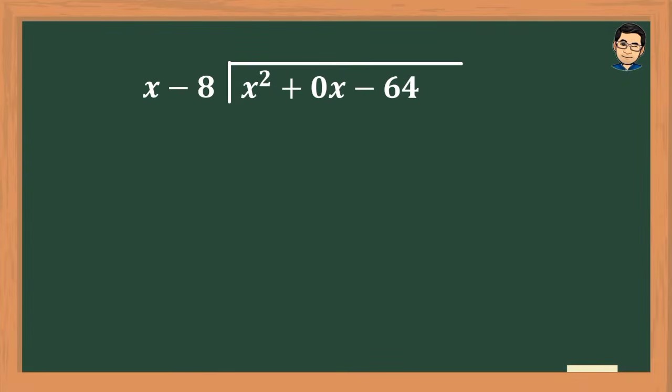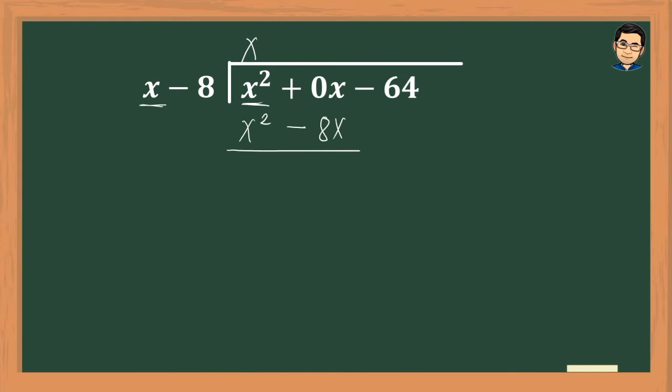Next. So, yung x squared, i-divide natin sa x. So, x squared divided by x, that is x. And then, ibabalik natin, imumultiply natin yung x na sinulat natin sa x minus 8. So, x times x, that is x squared. Next, x times negative 8, that is negative 8x.